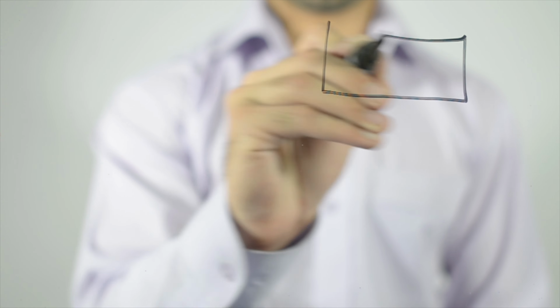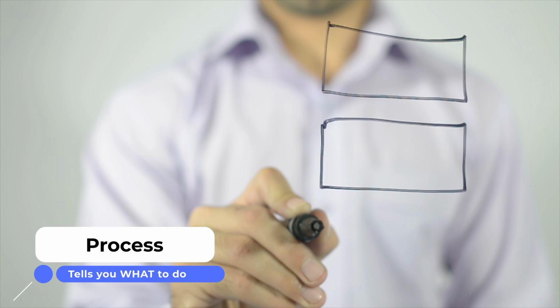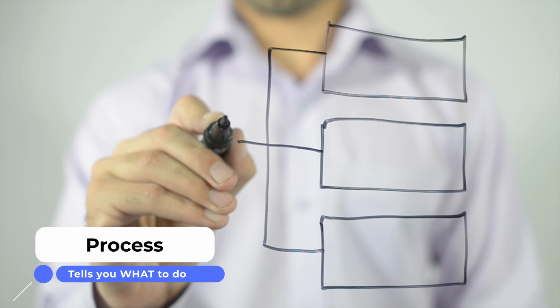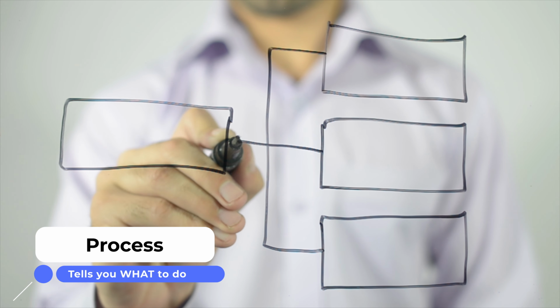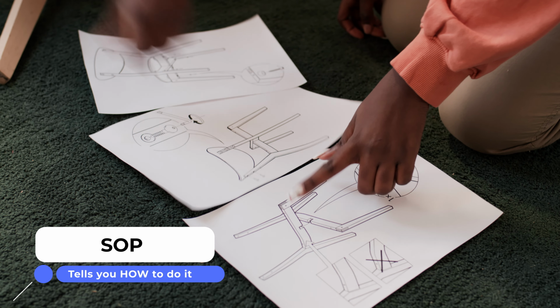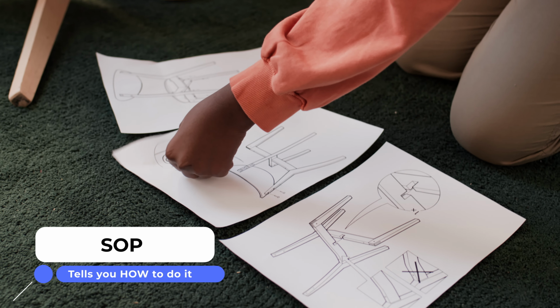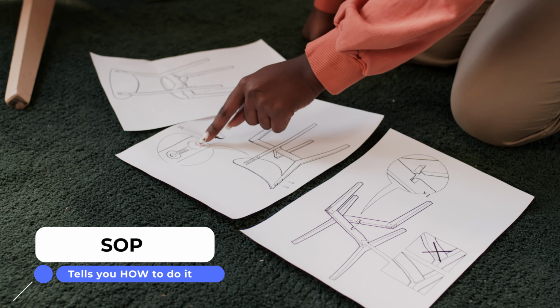Process versus SOP. People use these terms interchangeably, but if you want to create order in a growing business, you need to understand the distinction. Here is the simple breakdown. A process is what happens between a trigger and the end result. It's the high-level flow of events that get you from point A to point B. An SOP, a standard operating procedure, is the detailed step-by-step description of how to execute each part of that process.